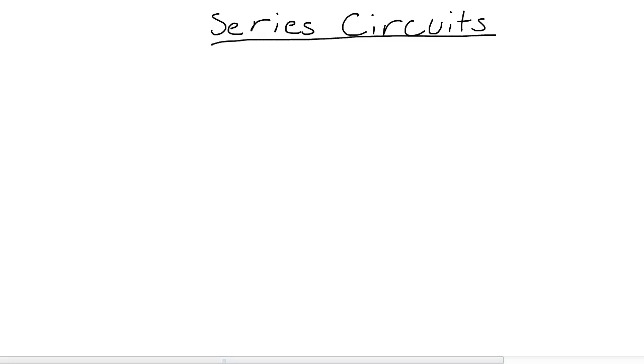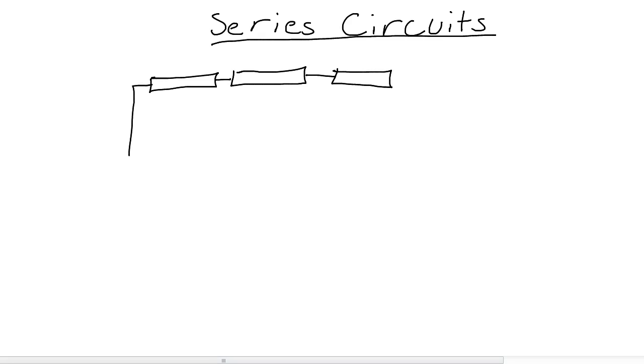So a series circuit is a circuit where there's one path for the electricity to take. So for example, if I were to line up 3 resistors like this, and connect them to a power supply or a battery, I would have a series circuit. And it's a series circuit because there's only one way for the electricity to go around this loop.